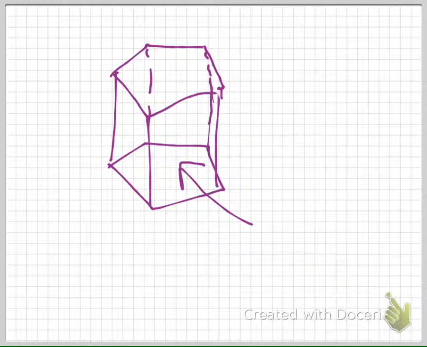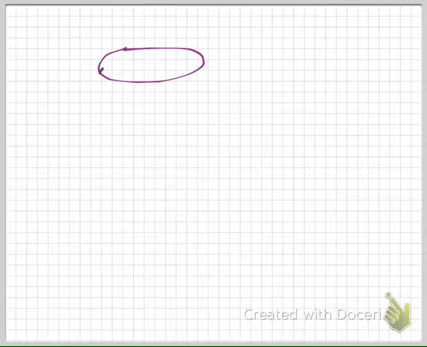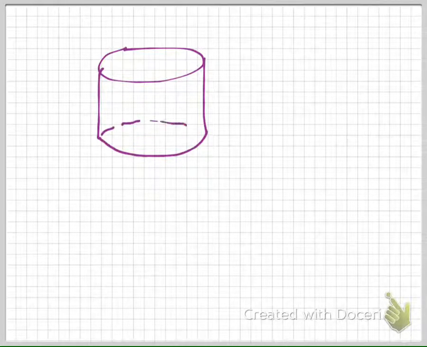Find the area of the pentagon, multiply it by the height. That's the cubic dimensions of this thing. Make sense? Okay. What about this? Nothing changes here. Explain to me how to find the volume of this, Sheena.